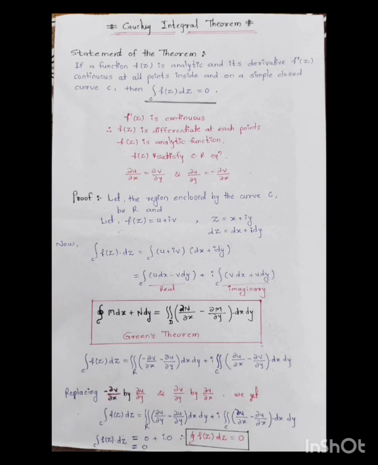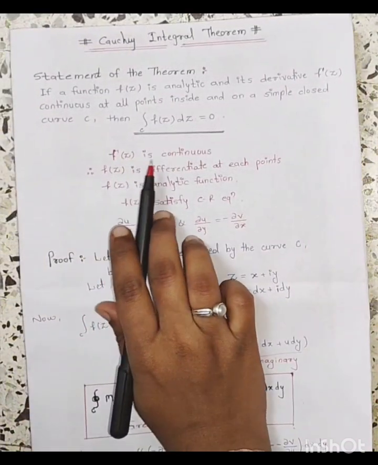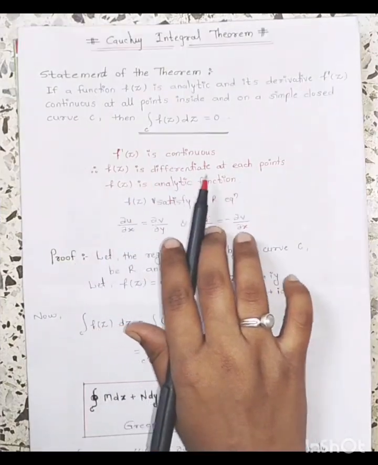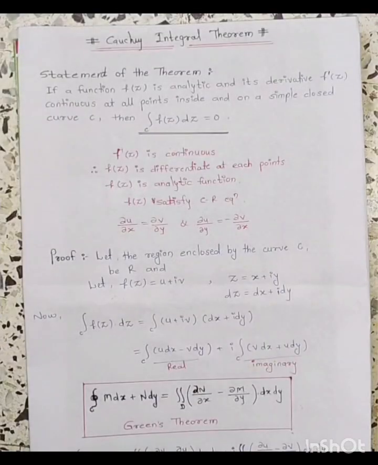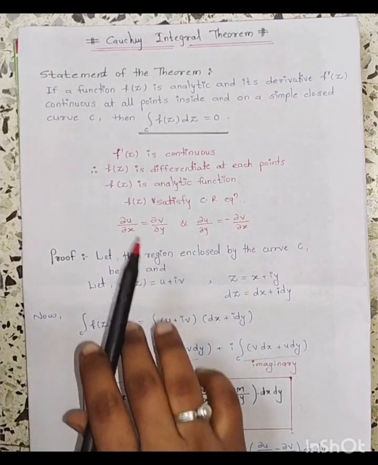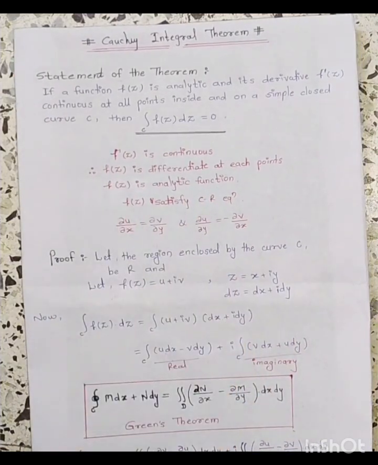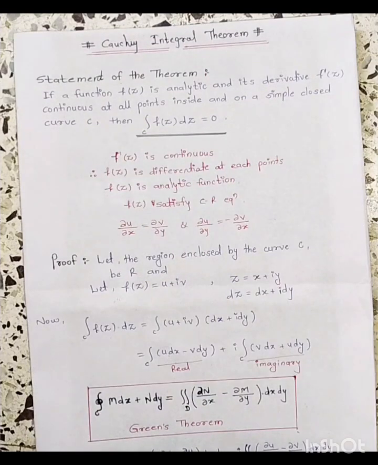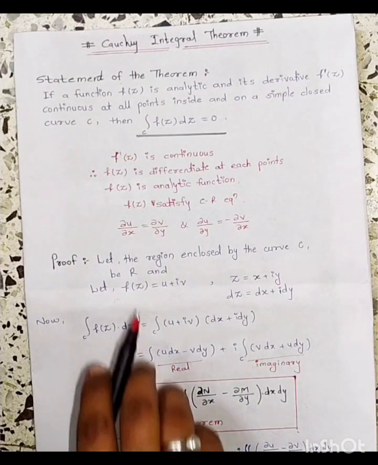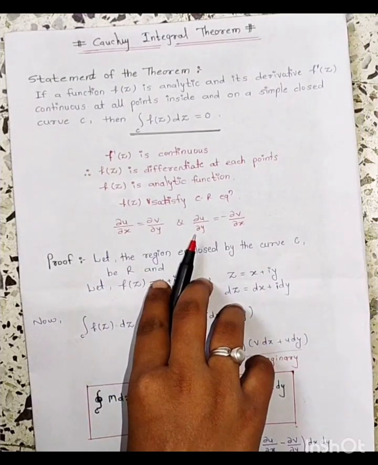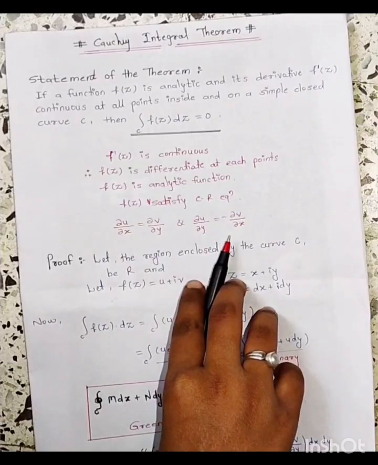For more convenience, I have already written this theorem. In this statement, one line is most important, that is f of z is continuous. So this means that f of z is differentiable at each point. F of z is an analytic function and analytic functions always satisfy the CR equations. CR means Cauchy-Riemann equations. In this theorem, CR equations are used. That is del u by del x is equal to del v by del y and del u by del y is equal to minus del v by del x.